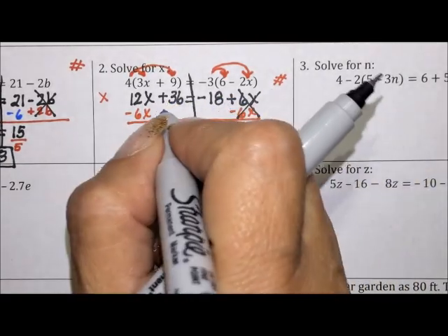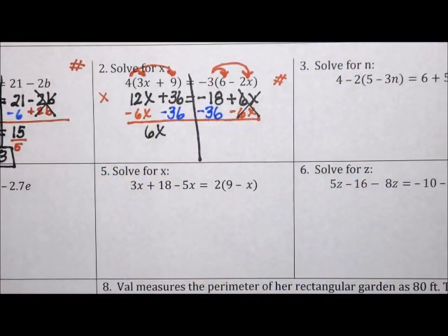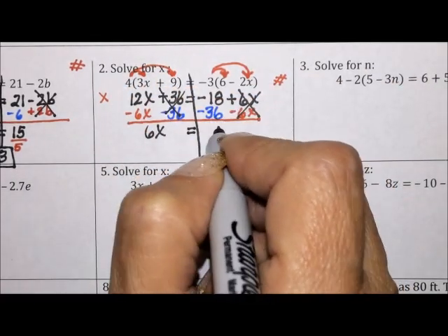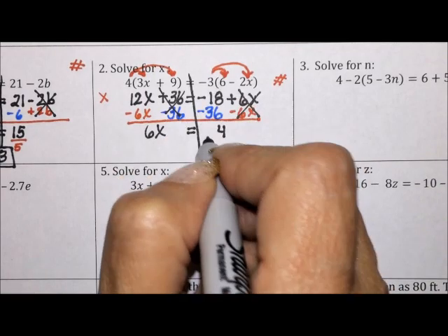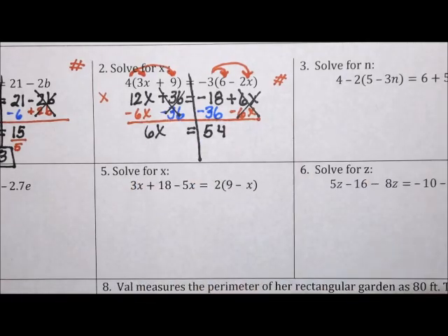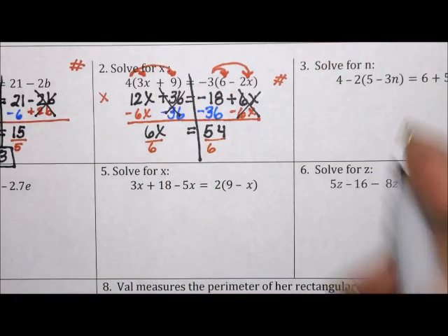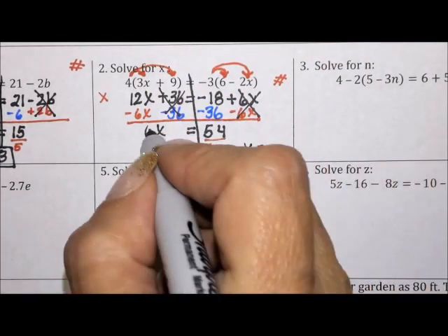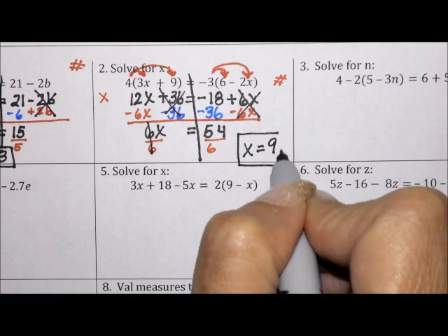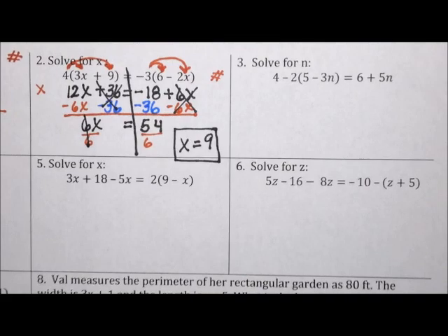So this 36 needs to go over here, so I'm going to subtract 36. Subtract 36. Those will cancel out. Equals negative 18 and 36, that gives me 54. To undo multiplication, the inverse of multiplication is division, and divide both sides by 6. X is going to equal, those cancel, 54 divided by 6 will be 9. Alright, on to the next one.